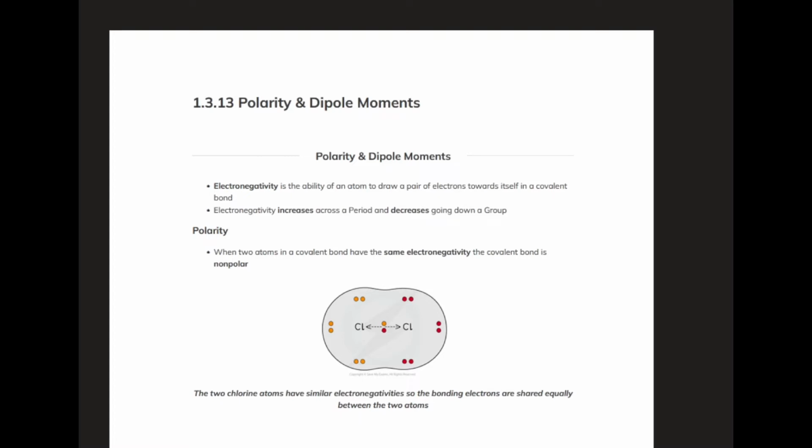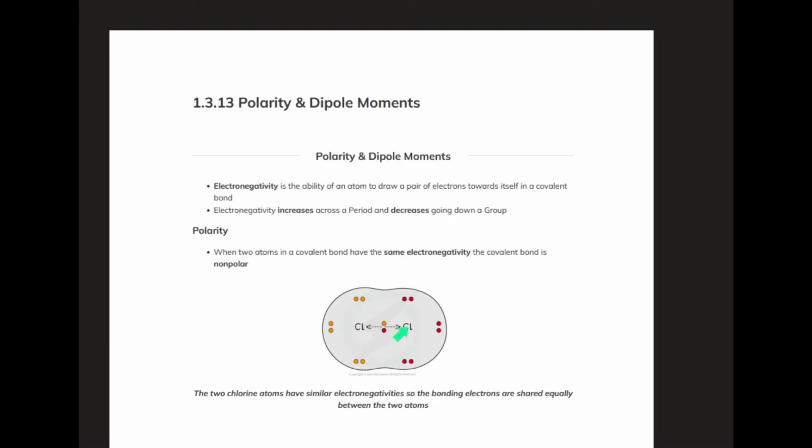So what is polarity and dipole moments? Of course, you can see here. They start with electronegativity, which is the ability of an atom to draw a pair of electrons toward itself in a covalent bond. So it's something like this, the electrons in the covalent bond. So if it is more electronegative, it will pull the electrons closer to the atom.